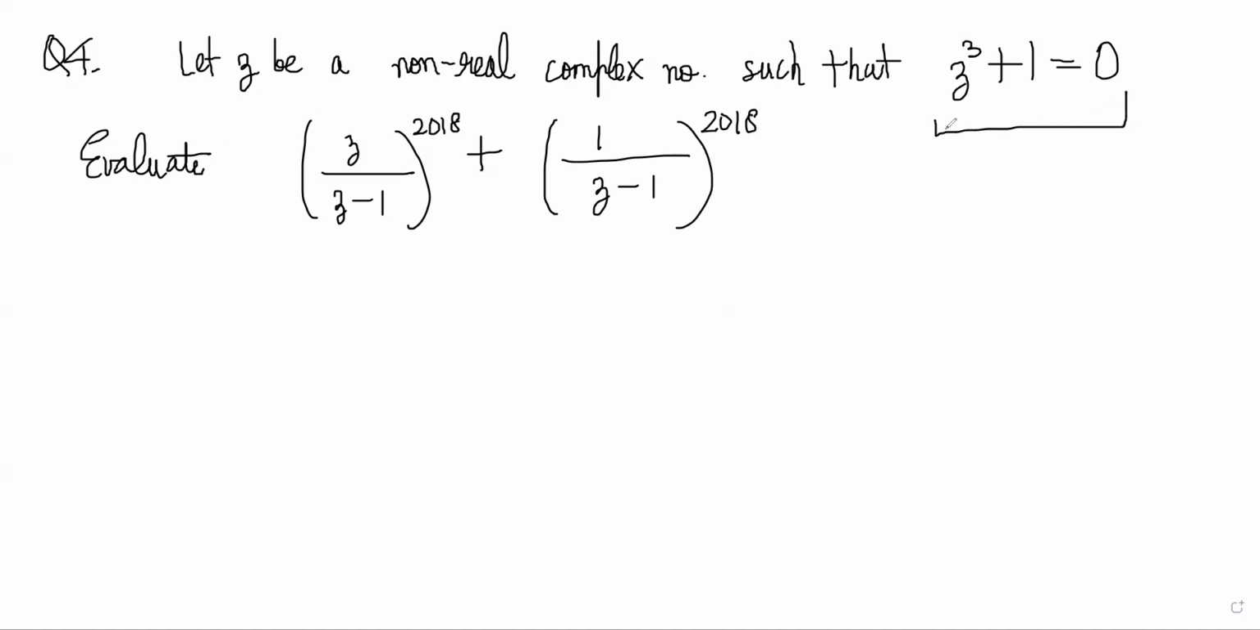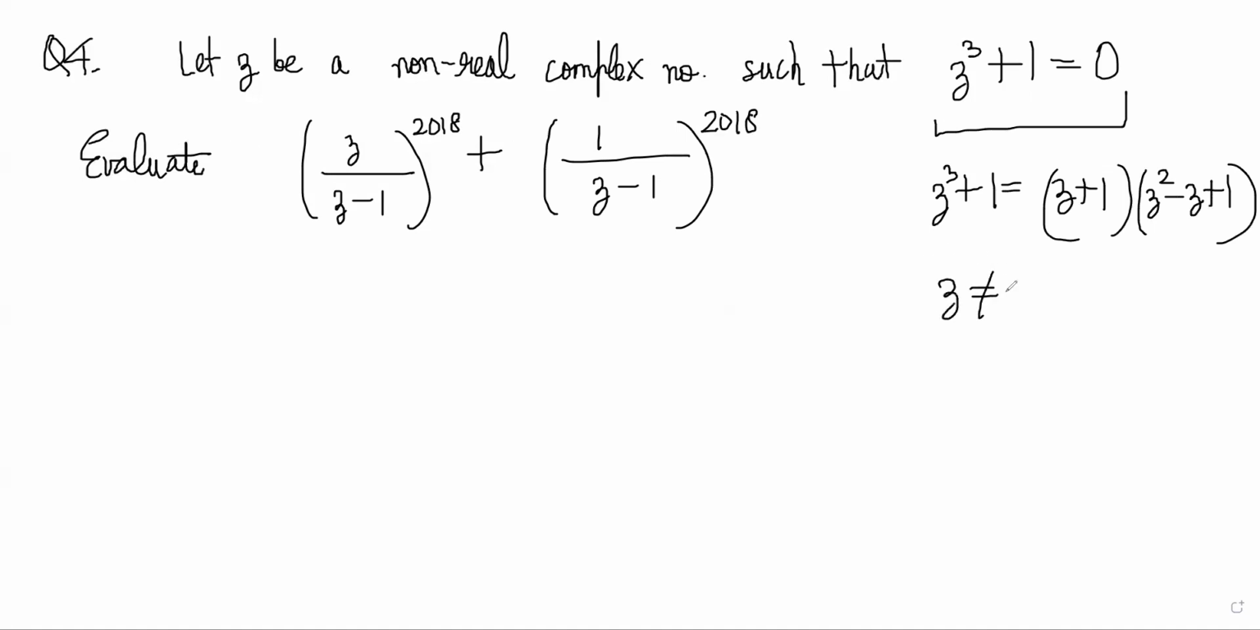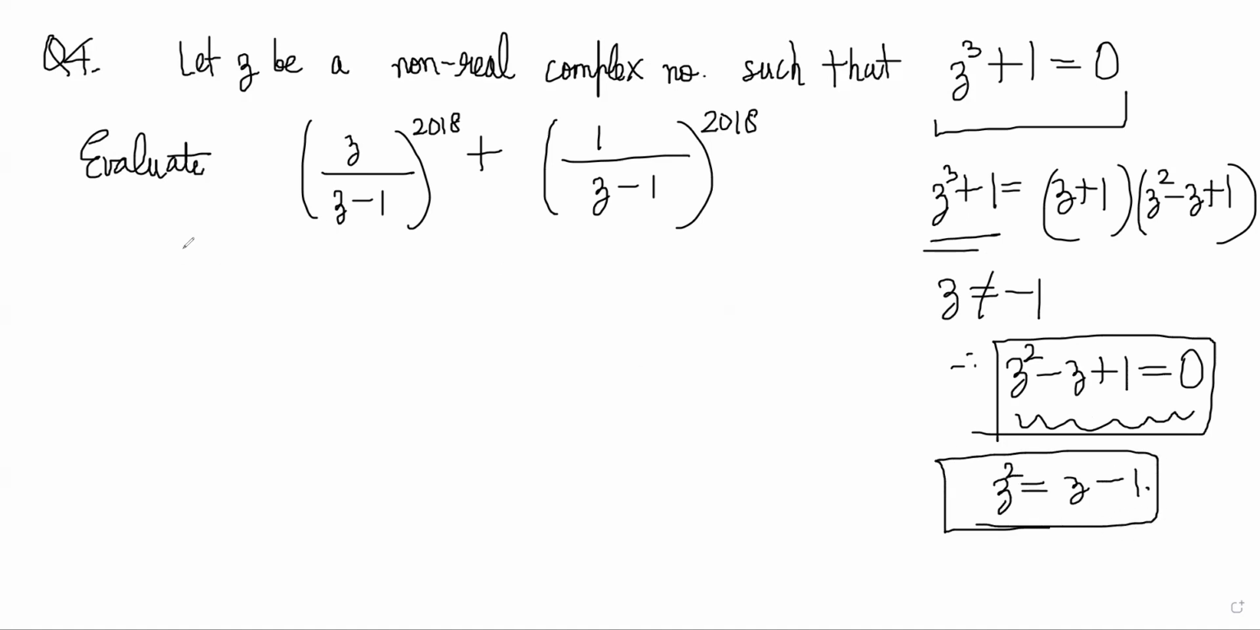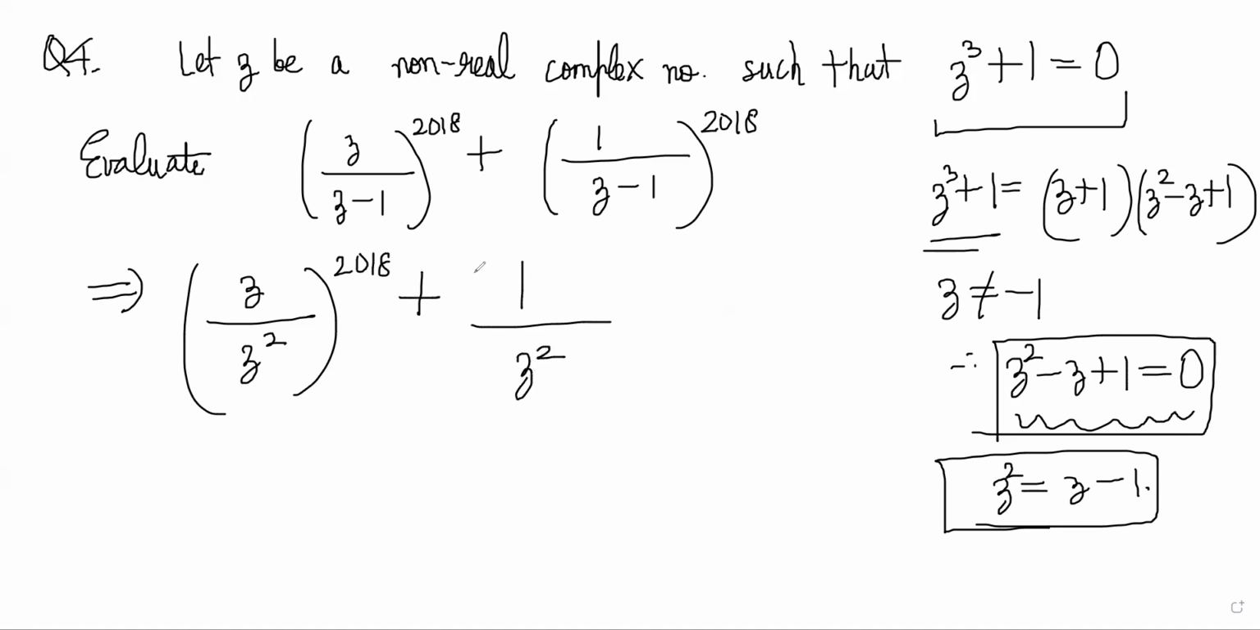So now z is a non-real complex number, so we can write this as a factorization. This is equal to (z plus 1) into (z square minus z plus 1). And since z is non-real, z cannot be equal to minus 1. Therefore, z square minus z plus 1 is equal to 0, because the LHS was equal to 0. From here we can see that z square is equal to z minus 1, right? And if z square is equal to z minus 1, I can replace this as z by z square to the power 2018 plus 1 by z square to the power 2018, right?